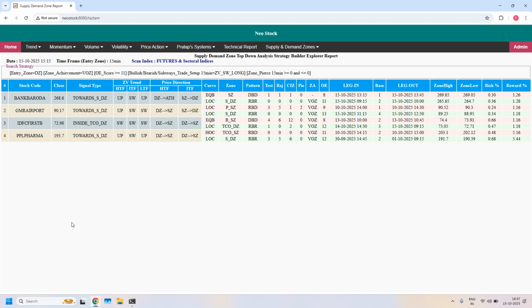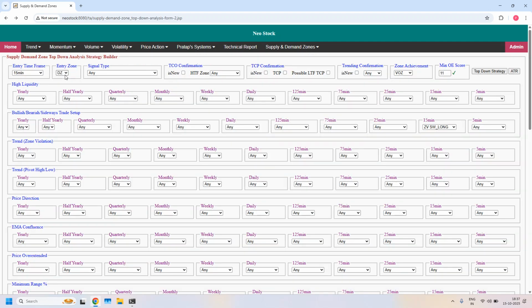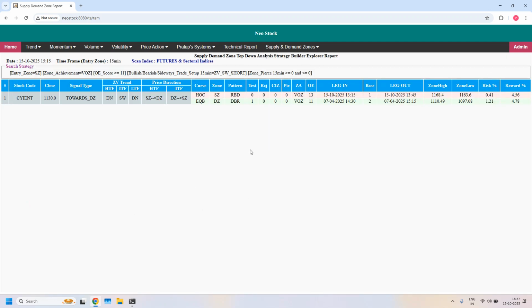Next, sideways short trade setups, changes are 15-minute supply zone and sideways short. Let's filter. We got one stock. So this entry time frame is this 15-minute supply zone. You can plan trade in this 15-minute supply zone only if lesson 30.3 video checklist items are satisfied.